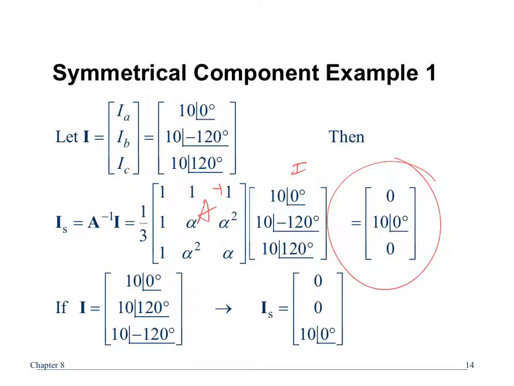Uh-oh, I made a mistake, didn't I? What happened to my zero sequence and my negative sequence? My positive sequence is there, but what happened to the zero and negative sequence? They don't exist as a positive sequence.